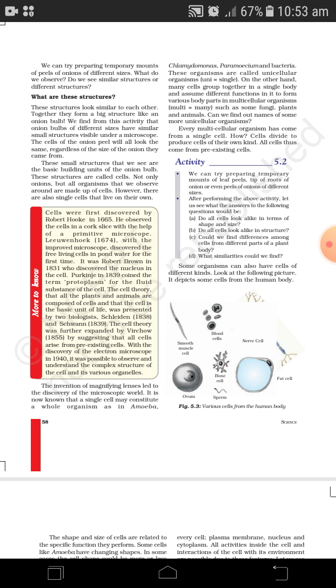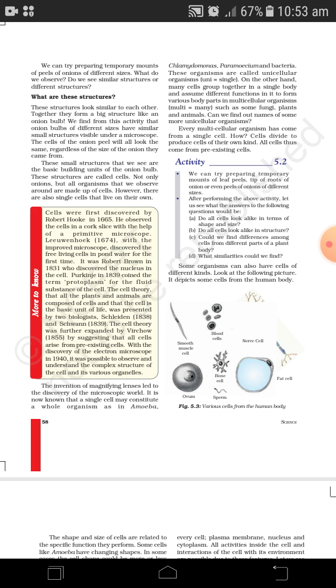Robert Brown discovered the nucleus in the cell in the year 1831. Purkinje, in 1839, coined the term protoplasm for the fluid substance of the cell. Purkinje is a scientist. He coined the term protoplasm for the fluid substance of the cell in the year 1839.